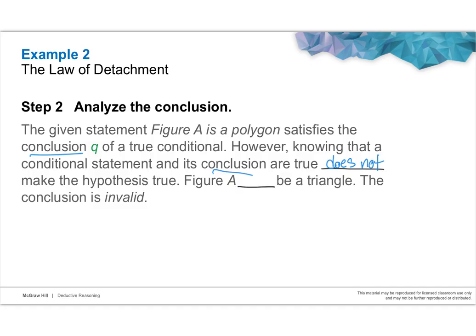Figure A could possibly, of course, be any other figure for it to be a polygon. It does not have to be a square. So this is an invalid conclusion. And that last sentence, of course, is coming up with a counterexample to prove the conclusion false.